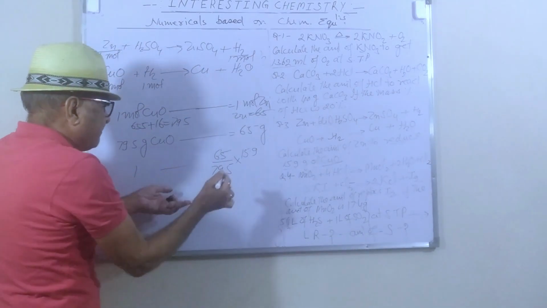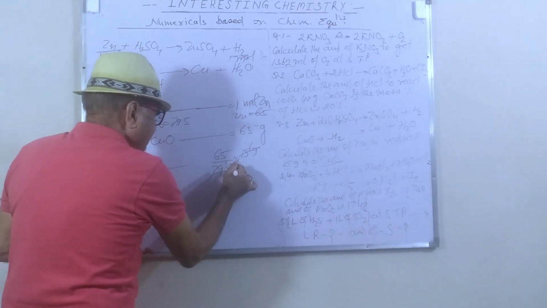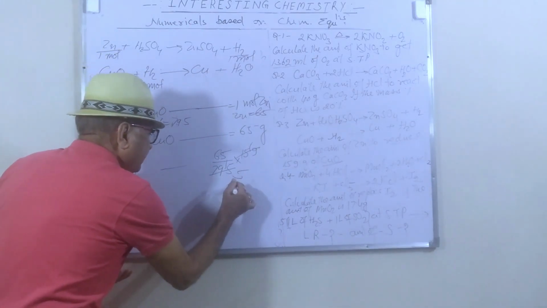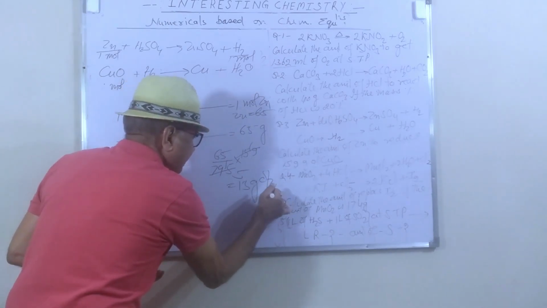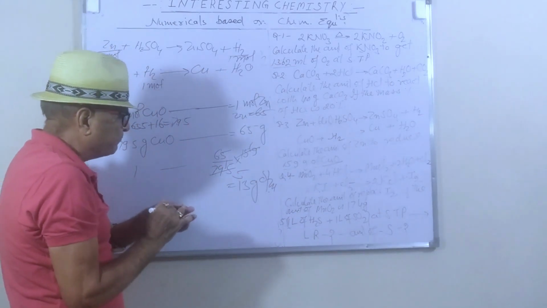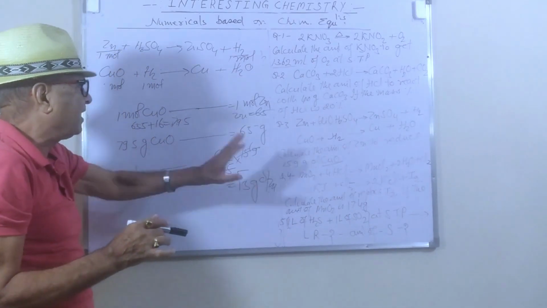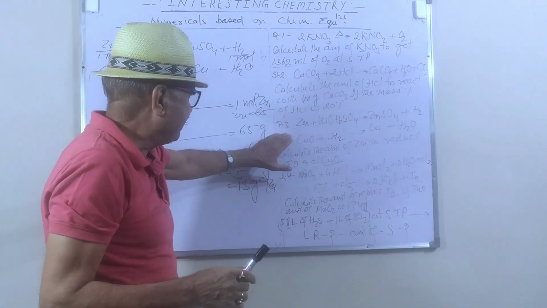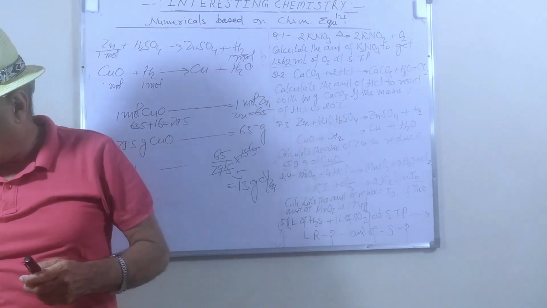So I think that you can relate it here, and you will divide by the 5, and only 13 gram of zinc is needed to reduce the 15.9 gram of CuO. It will be your answer. I think you have understood the third question. Now I am coming to the fourth question.